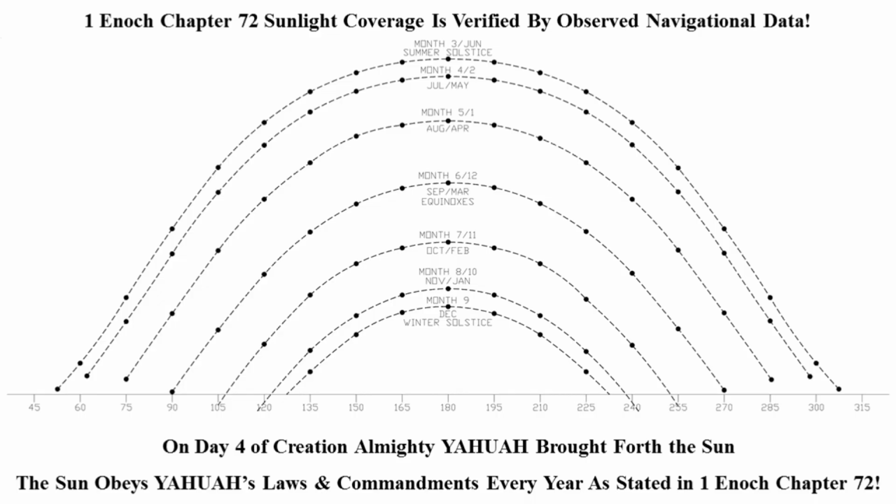On day 4 of creation, Almighty Yahuwah brought forth the sun. The sun obeys Yahuwah's laws and commandments every year as stated in 1 Enoch chapter 72. Praise Yah.